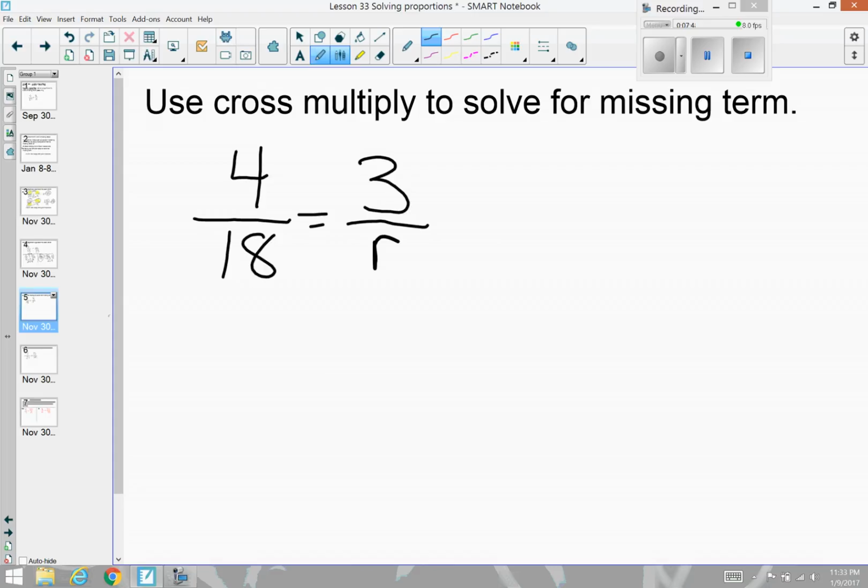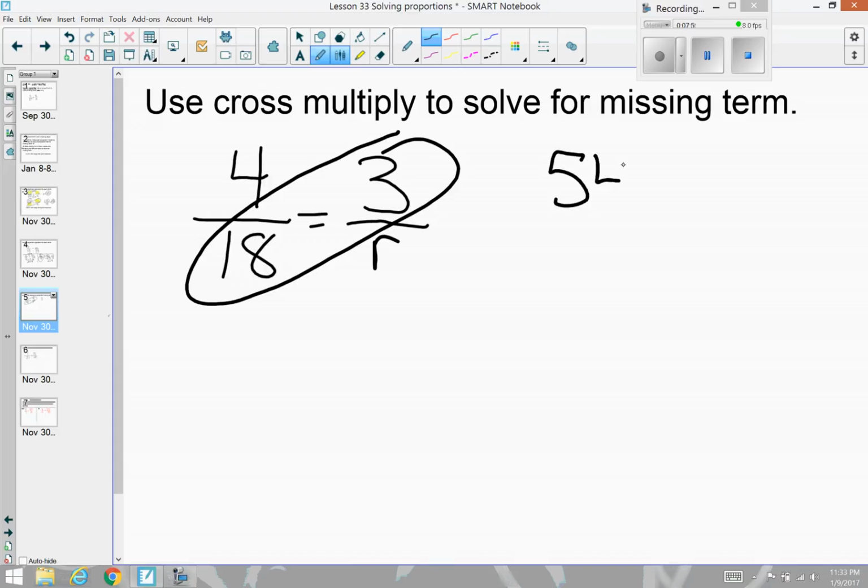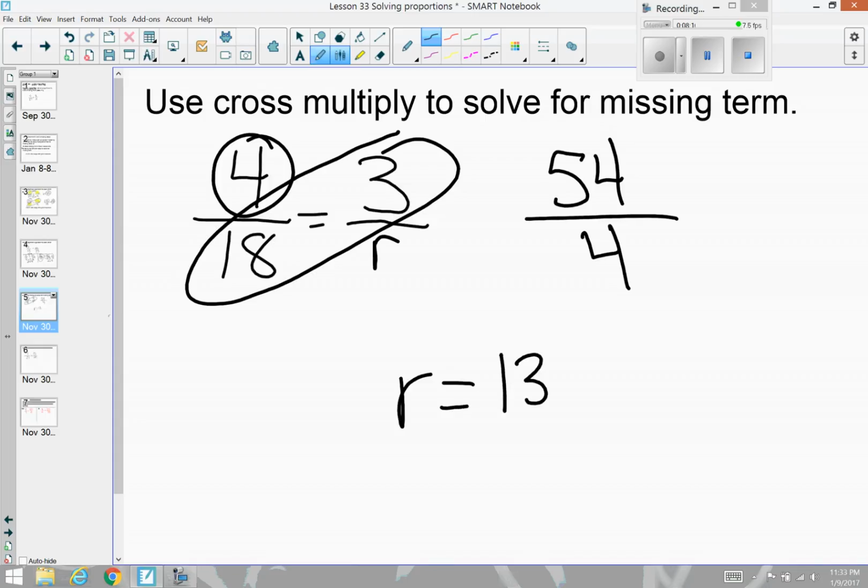straight to cross multiplication. So I'm going to multiply the two opposite values, which are 3 and 18. And when I do that, I get the value of 54. Then I'm going to divide by the leftover value, which is 4. And if I divide by 4, I get an interesting number. I get 13.5. Now we can check to make sure that this is the right answer because none of our other numbers are decimal numbers, and this one appears to be a decimal.